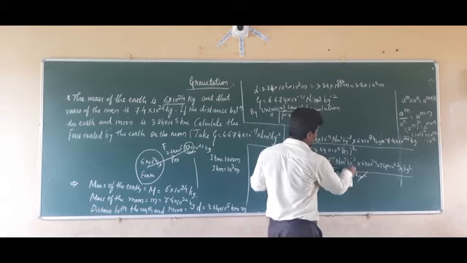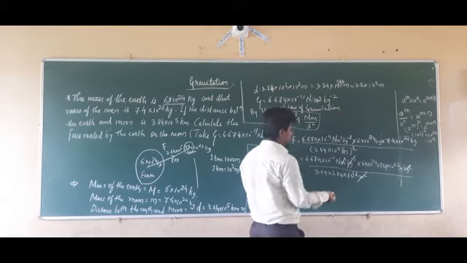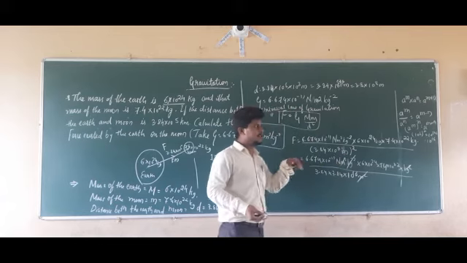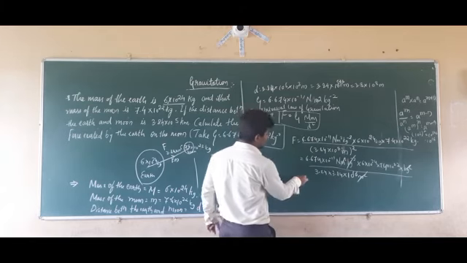So meter square gets cancelled. Kg square gets cancelled. What remains there? It only remains with the Newton. So we already know that the force SI unit is Newton. So we are getting the Newton. Right.